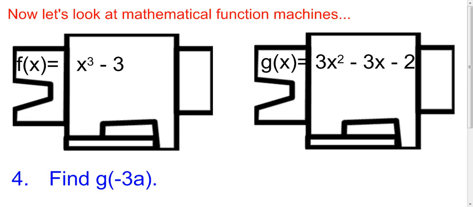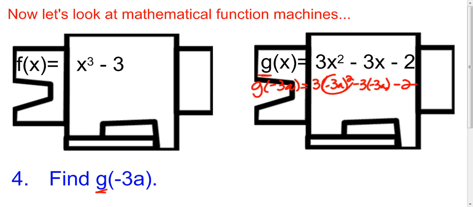Next, g of negative 3a. So again, this is letter G. I'm going to make sure that I use function g. And g of negative 3a will be 3 times negative 3a squared minus 3 times negative 3a minus 2. Again, please be sure that you're using parentheses when you're squaring negatives or cubing negatives or taking any negatives to a power. Put them in parentheses and follow the right order of operations.